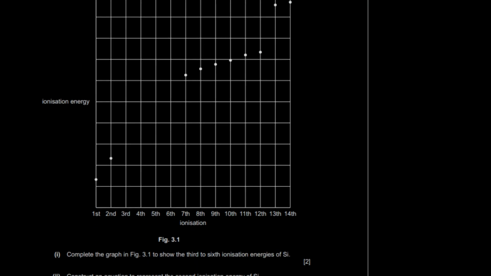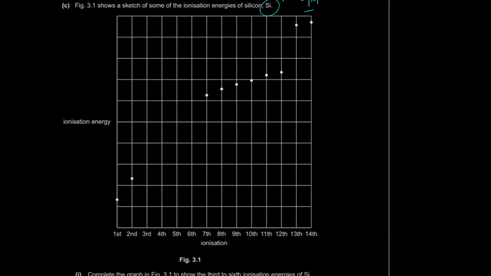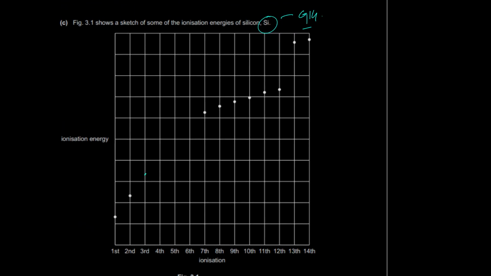Now, it says complete the graph in figure 3.1 to show the 3rd to 6th ionization energies of silicon. You know that the ionization energy generally increases, right? So there's a general increase because the electron is being removed from a more positively charged ion, and the number of electrons is fewer compared to the number of protons as you start to remove electrons. So the net attraction increases. So it increases in the 3rd ionization energy, the 4th ionization energy, but it was in group 4.